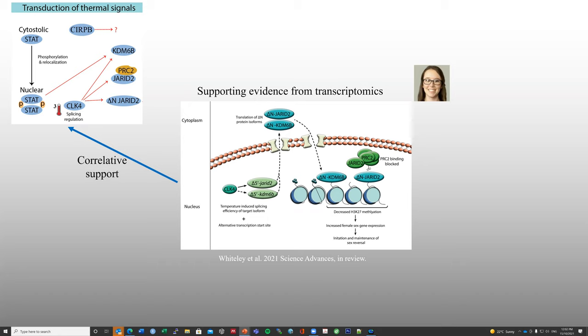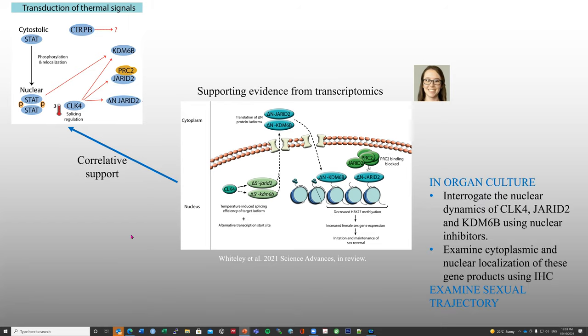Now, Sarah's already got supporting evidence from the transcriptomics. She's found that the JARID2 and KDM6B have truncated forms that may actually be functional in the sense that they may still bind with the promoter regions of the sex genes and block the PRC2 complex from coming in and doing its work. And so these truncated forms may not be non-functional necessarily. They may still have a function in terms of blocking the opportunity of functional JARID2 in doing its work. So lots of exciting things to look at here.